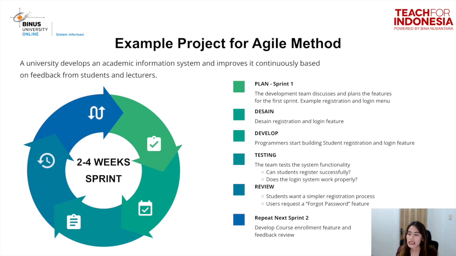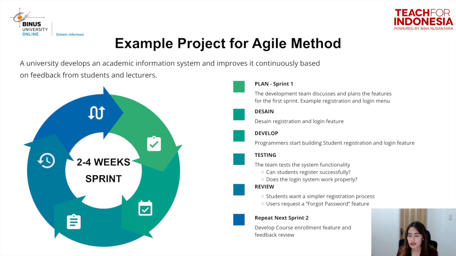Unlike Waterfall, Agile develops and releases the system gradually through short cycles, which usually last around 2 to 4 weeks. In Sprint 1, the team focuses only on the student registration and login features. During this sprint, the team will repeat the cycle of plan, design, develop, and test the features before showing them to a real user for feedback.